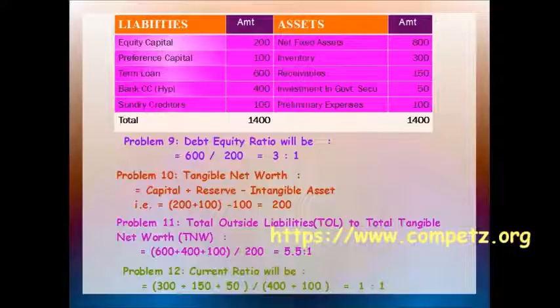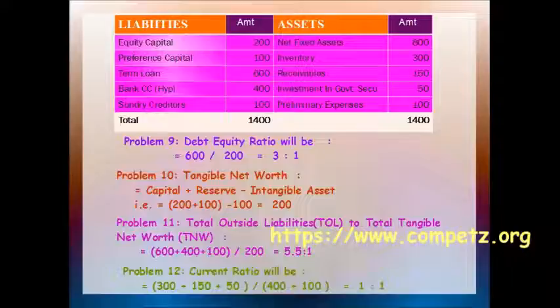Debt equity ratio, friends, the formula is long term debts divided by your owner's fund. So here, where are the long term debts? Term loan is there in the liability side, term loan 600, so we will write in the numerator 600 divided by your owner's fund. Owner's fund I have just said in the previous slide too.